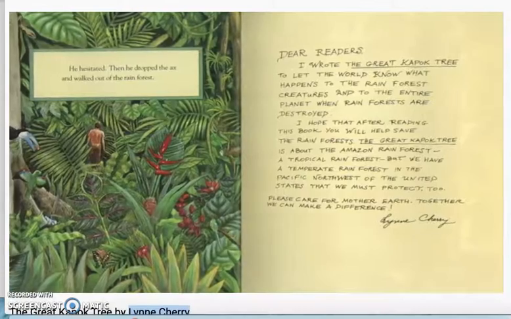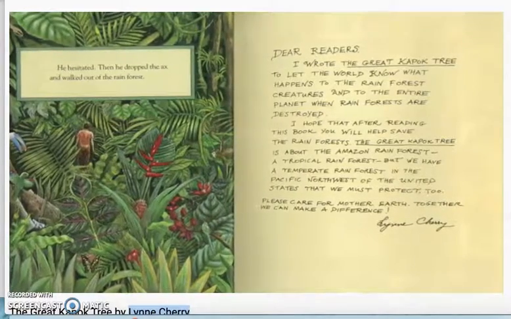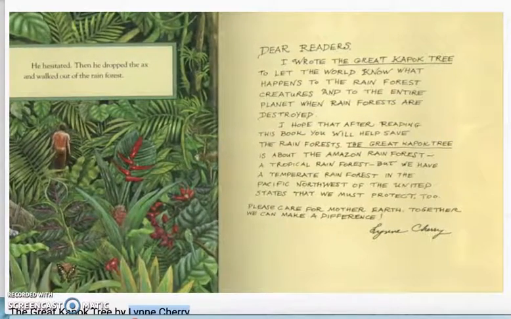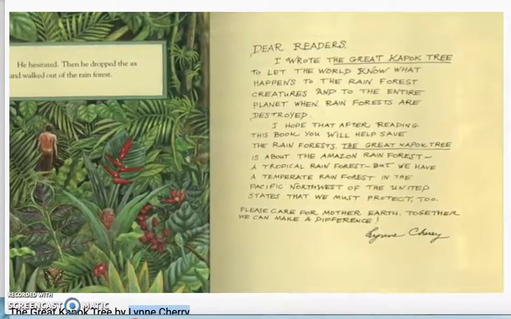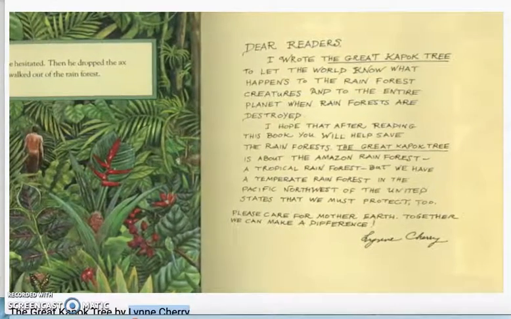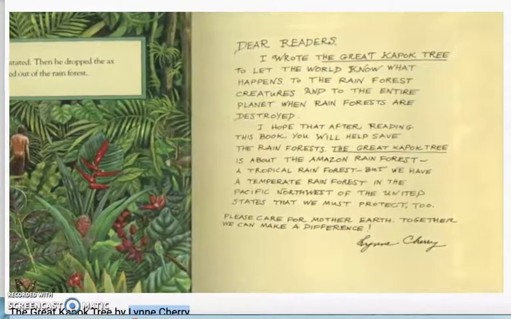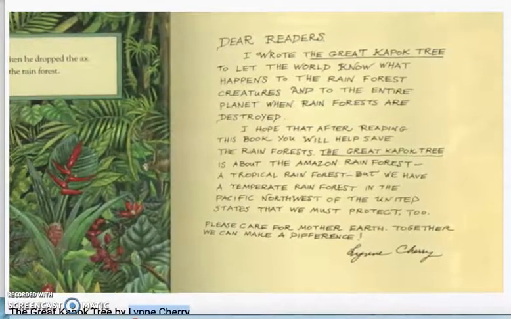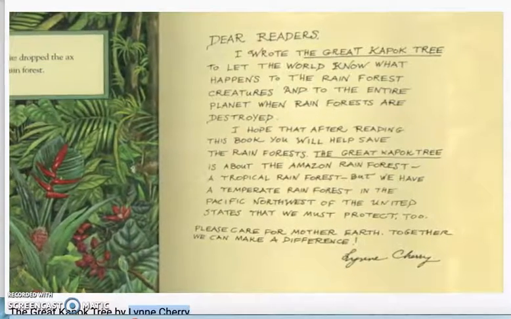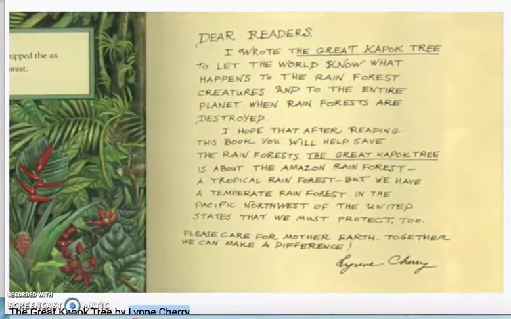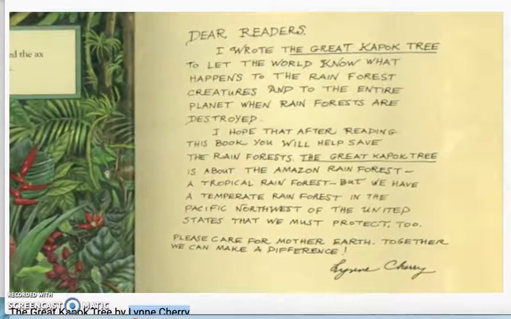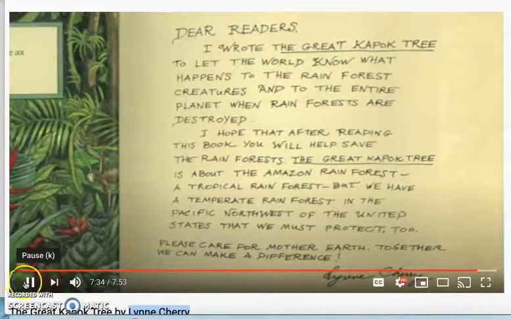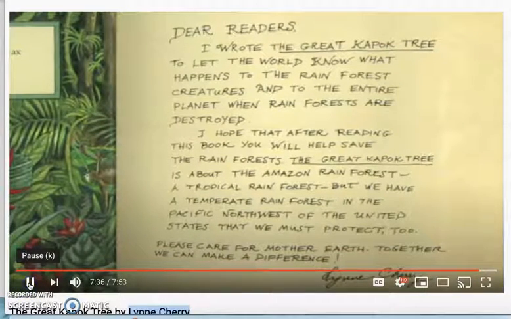Dear readers, I wrote The Great Kapok Tree to let the world know what happens to the rainforest creatures and to the entire planet when rainforests are destroyed. I hope that after reading this book, you will help save the rainforests. The Great Kapok Tree is about the Amazon rainforest, a tropical rainforest, but we have a temperate rainforest in the Pacific Northwest of the United States that we must protect too. Please care for Mother Earth. Together, we can make a difference. Lynn Cherry.